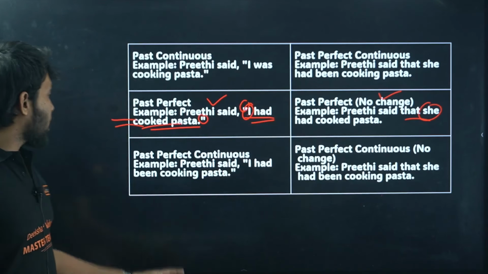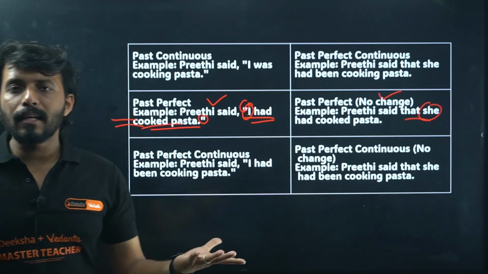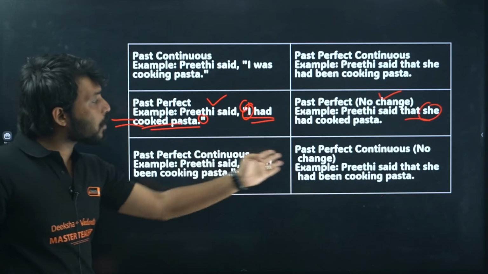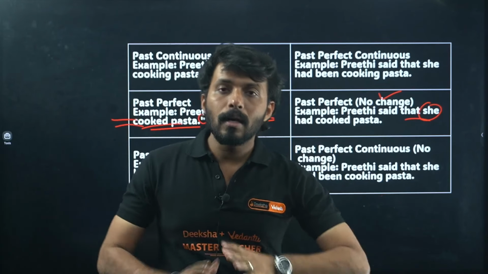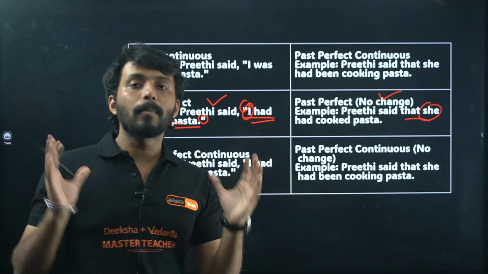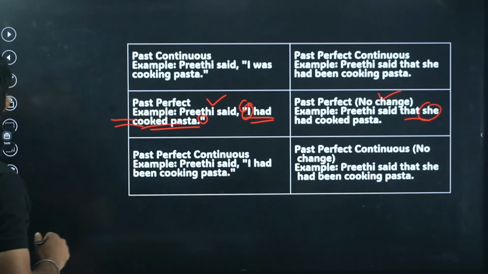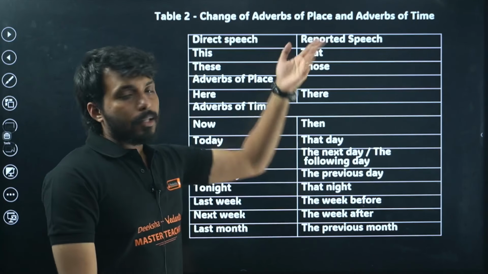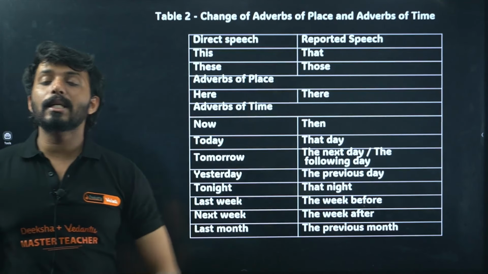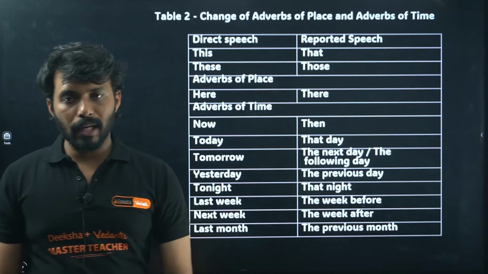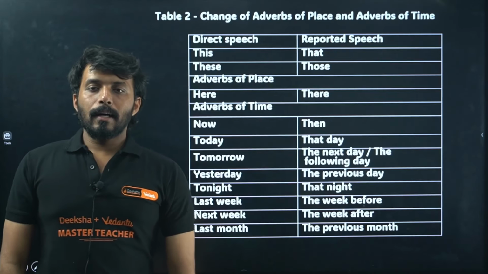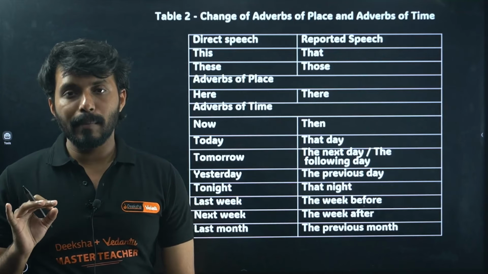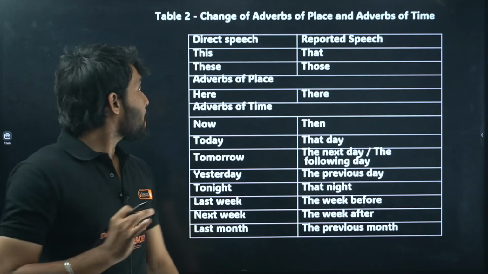Okay, moving on. Past perfect continuous. Again, what did I say? Perfect. So it does not have to change. So no change. Past perfect continuous remains past perfect continuous. The only thing that changes is the pronouns. Okay, moving on. So the next table that you have to keep in mind is the change of adverbs of place and adverbs of time. Most often this is another very silly mistake that most of you make. So keep this in mind.